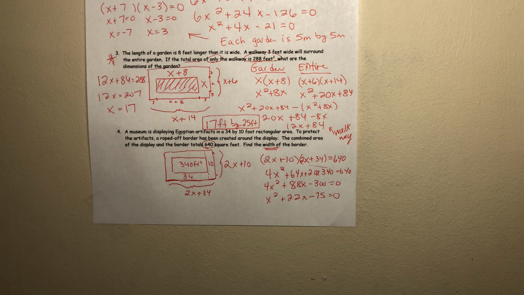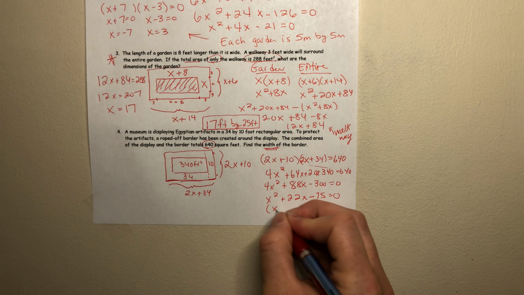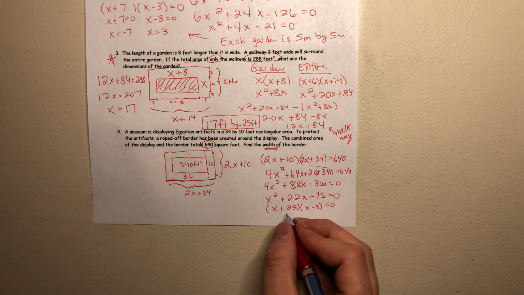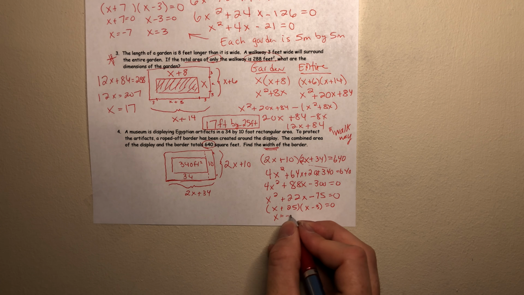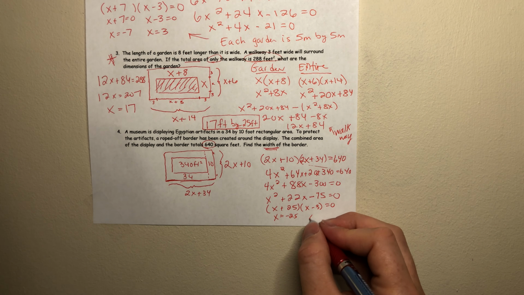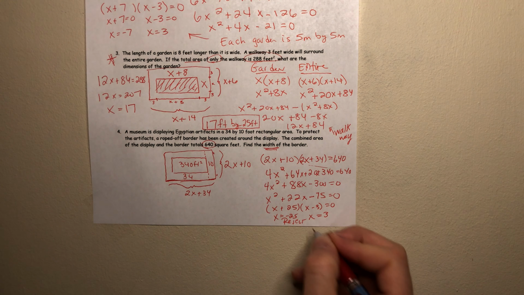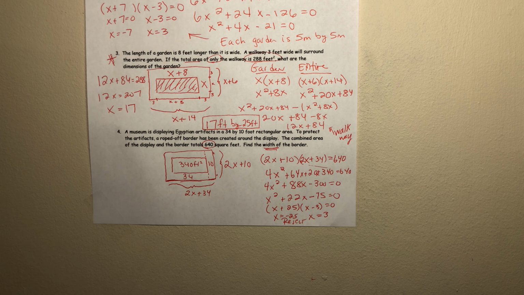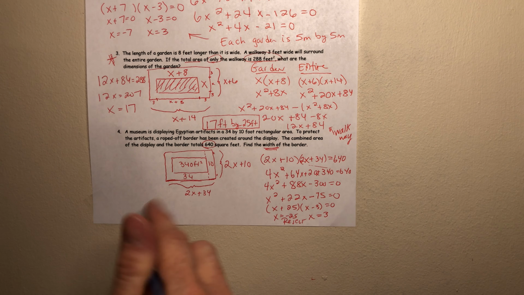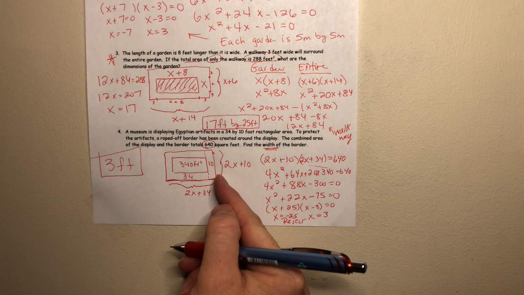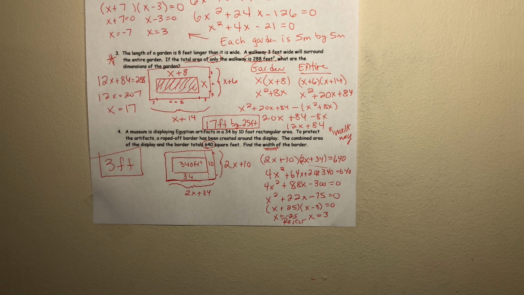And the last few steps here are to just solve this. So we want to just solve this guy for x. So we're going to get x plus 25 times x minus 3 equals 0. This is going to give us negative 25 as a 0, and this is going to give us 3 as a 0. Which one makes more sense? This is a reject. We are going to reject the negative answer. It does not make sense in the context of the question. We are going to accept the 3. So the width of the border is 3 feet because x was the width of the border in our diagram, and that is what we're looking for.